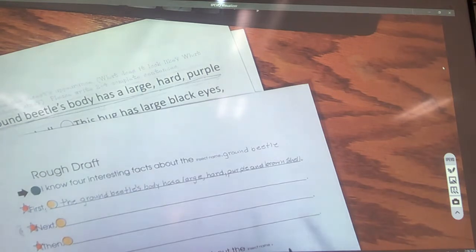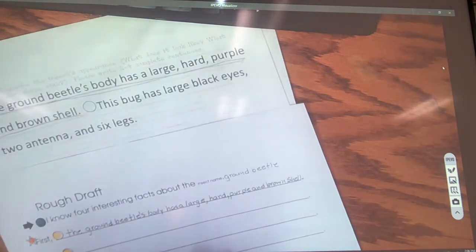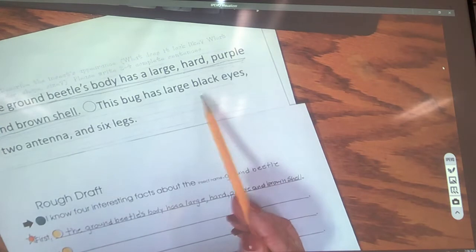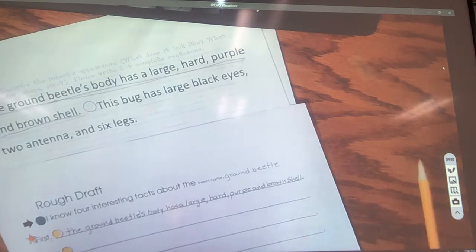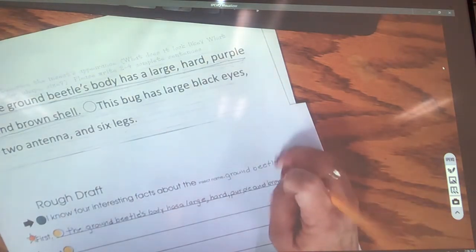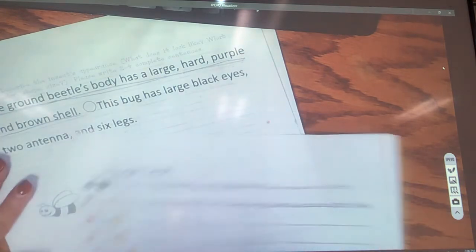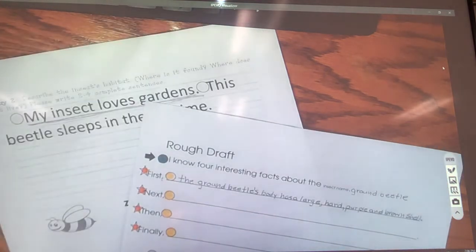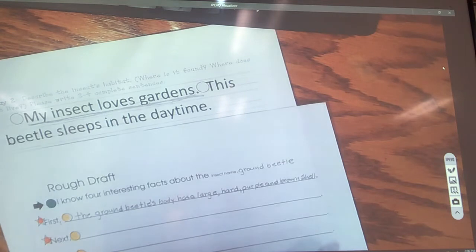You could always add, if you want, down here, I could also say he also has black eyes, 2 antennae, and 6 legs. But you know what? That sounds like all insects, right? So I just want to write something about my insect, okay? I know, sorry guys, my printing isn't always great, especially when I'm writing quick. All right, so I've done that. So I'm gonna go to number 2. Now I'm sorry to say I did not look up to see what else my insect could live. It says my insect loves gardens. Well, I'm just gonna do that.